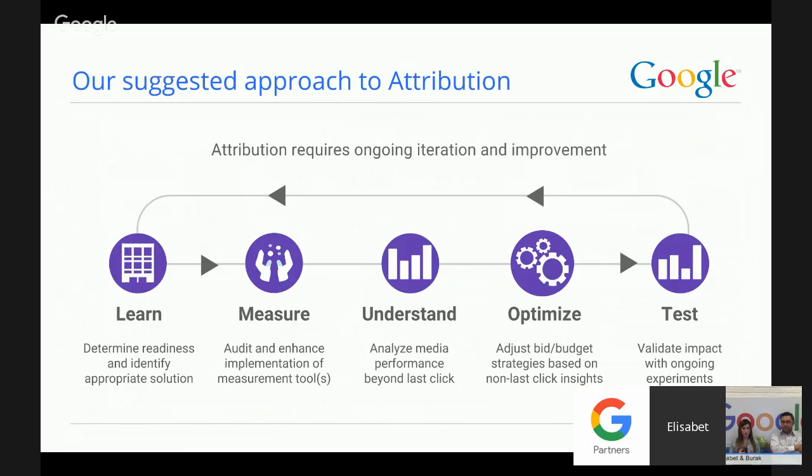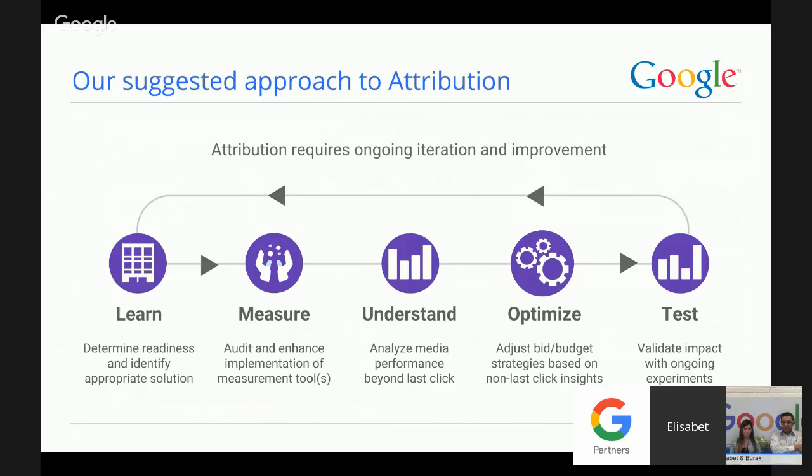Finally, let me just summarize our suggested approach to attribution. We suggest that you always start by determining the best solution for you, and start learning how many conversions you're getting. Then build your own measurement strategy. Start using a specific tool, for example Google Analytics, to measure the number of conversions. Then try to understand the performance of your campaigns beyond last click. So don't only look at the last click conversions, but also at the number of assisted conversions.